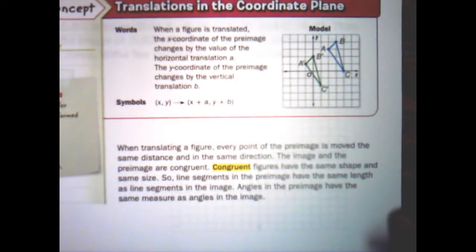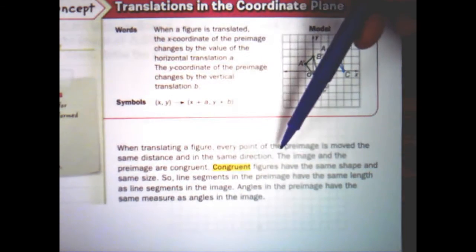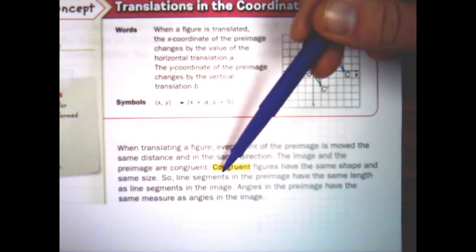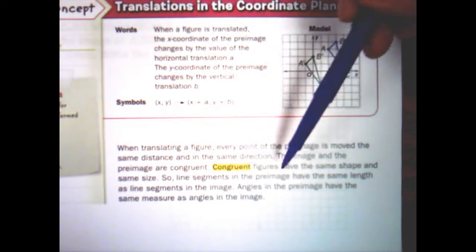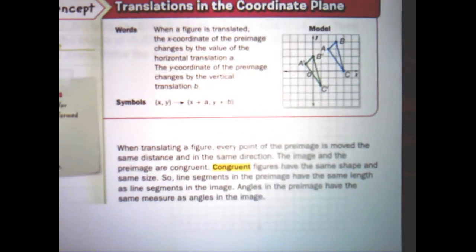When translating a figure, every point of the preimage is moved the same distance and the same direction. The preimage is where we start. The image and the preimage are congruent, and congruent means figures that have the same shape and same size. They're equal. So line segments in the preimage have the same length as line segments in the image. Angles in the preimage have the same measure as angles in the image. So your angle measures stay the same. They're not going to change. Our figures are completely congruent, which means they are equal.